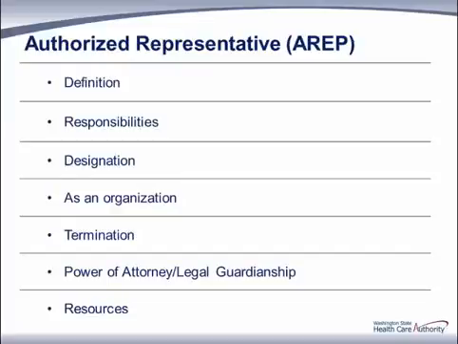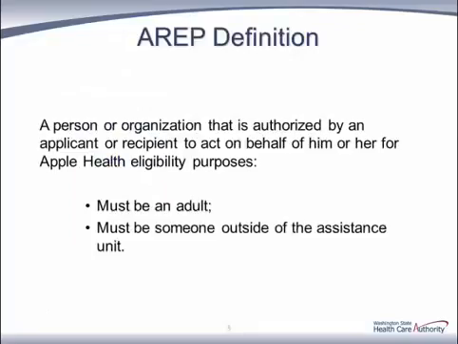Let's get started. The AREP acts on behalf of the client, but only as it pertains to applying for and maintaining Apple Health eligibility. They must be an adult and be someone outside of the assistance unit. The agency can only give out information if it's needed for eligibility purposes. For example, an AREP may call and ask if we received the medical documents that were requested for the AEM or Alien Emergency Medical Program.